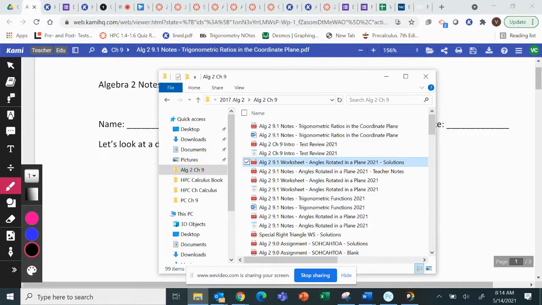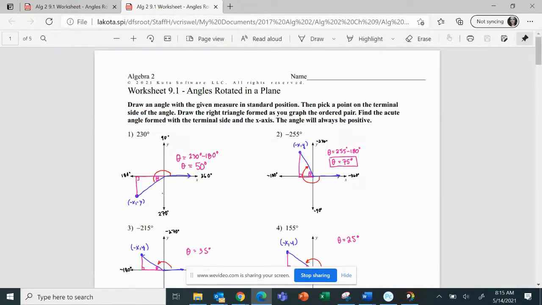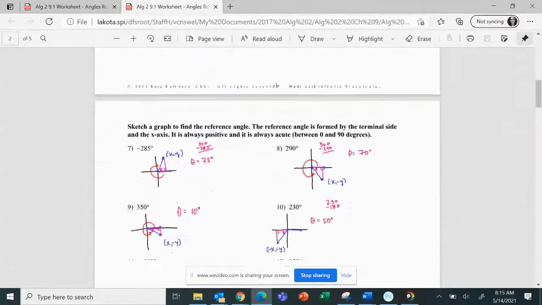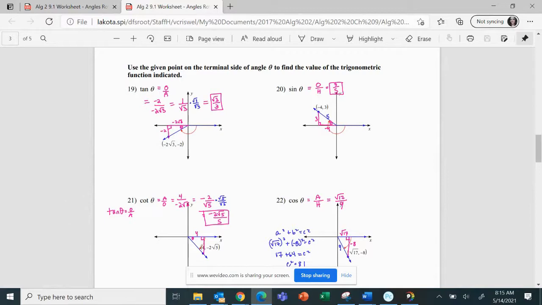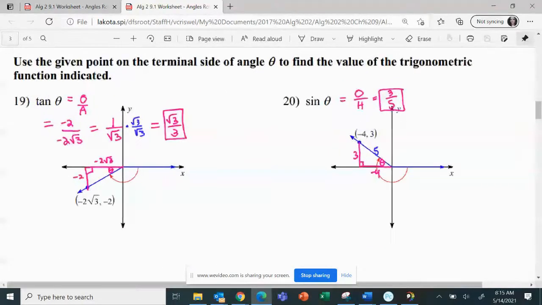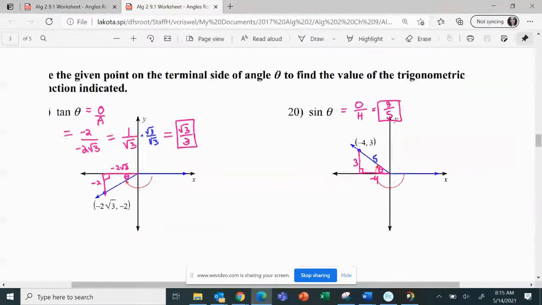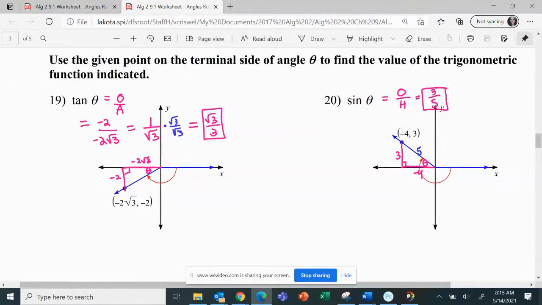There is something that we need to notice about when we find the trigonometric ratios, about the picture. I'm going to go find these trigonometric ratios. Just going to flip through. These are the answers from last night. I'm just going to flip through real fast, and we're going to notice, hopefully, a pattern.